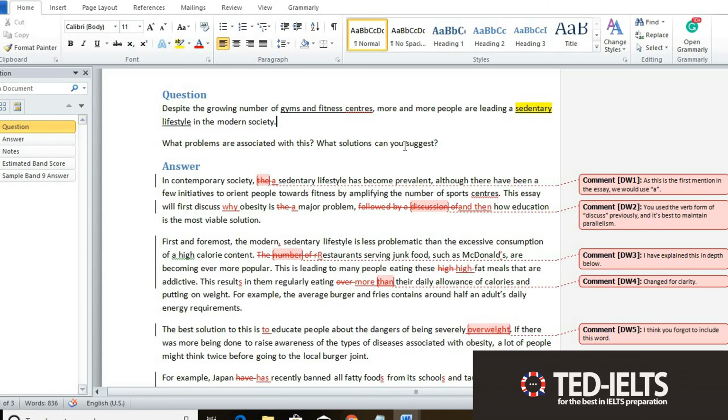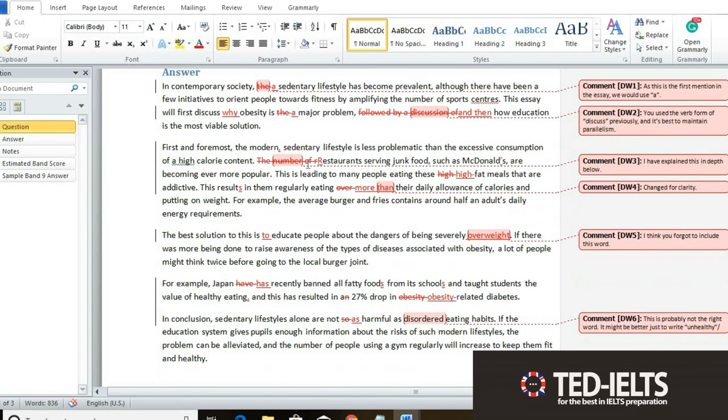Now, the problems associated with this, we're not looking at causes. We're not looking at why this is happening. This is the problems that stem from this sedentary lifestyle. So that is one thing to think about. Often this type of question is asking you to think of the causes more than this problem. And solutions, meaning how can we solve the problem of this increasingly sedentary lifestyle.